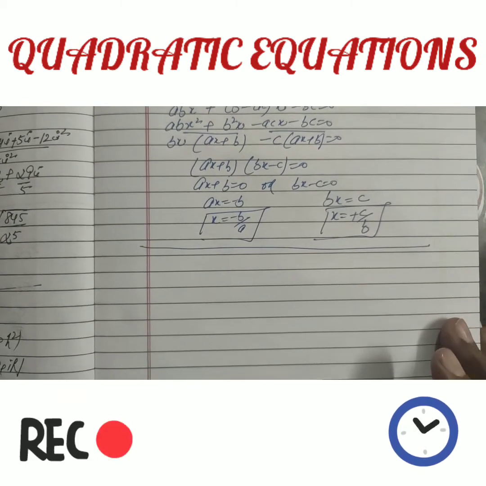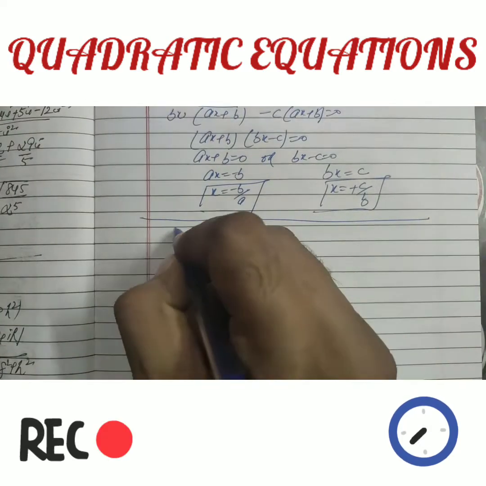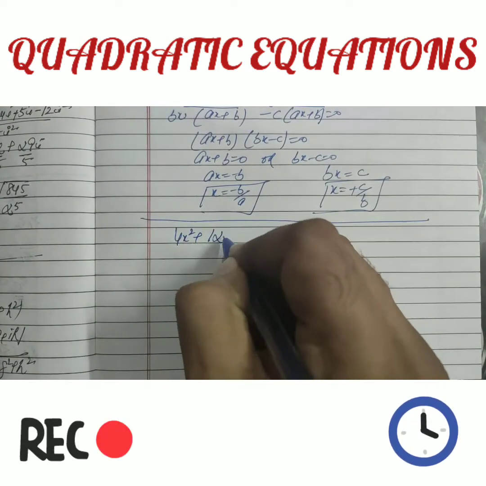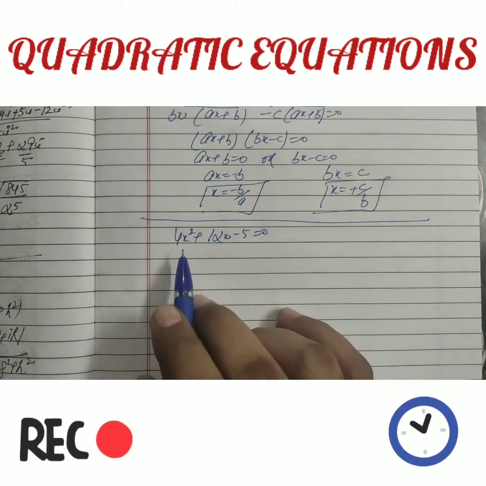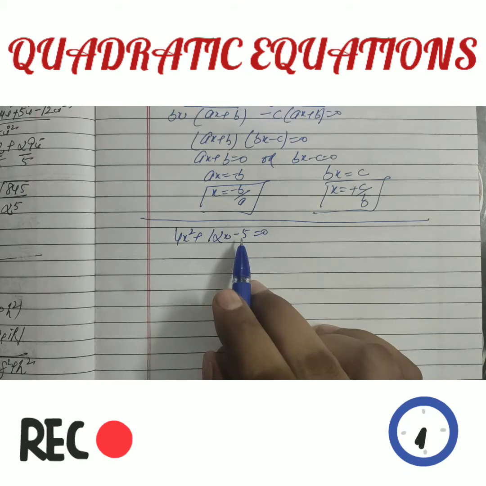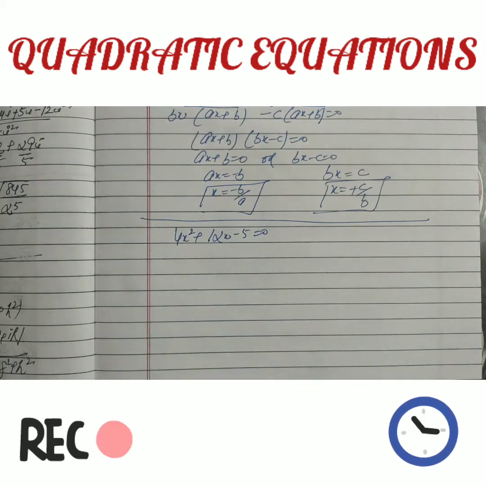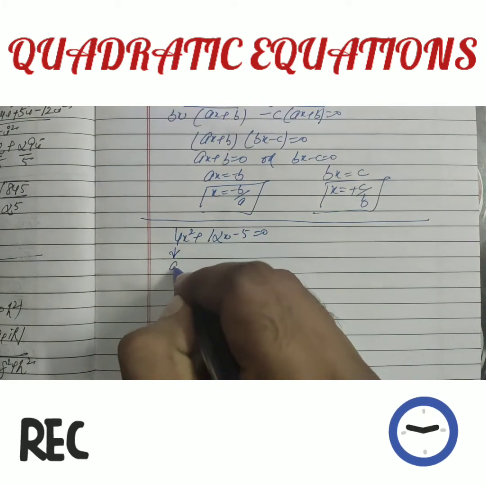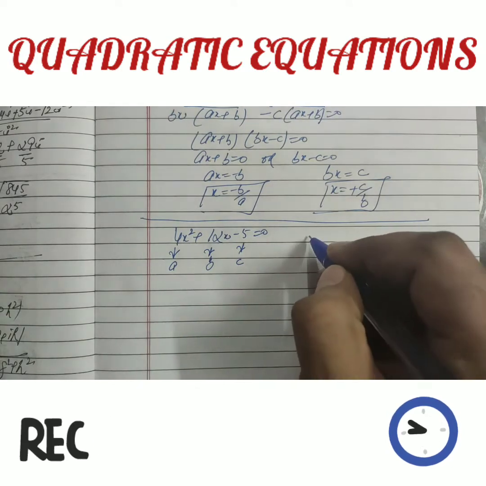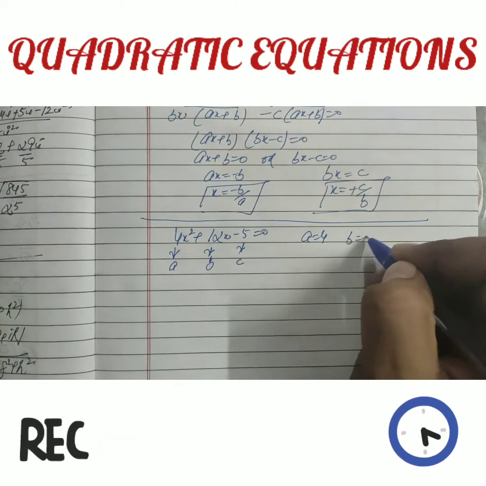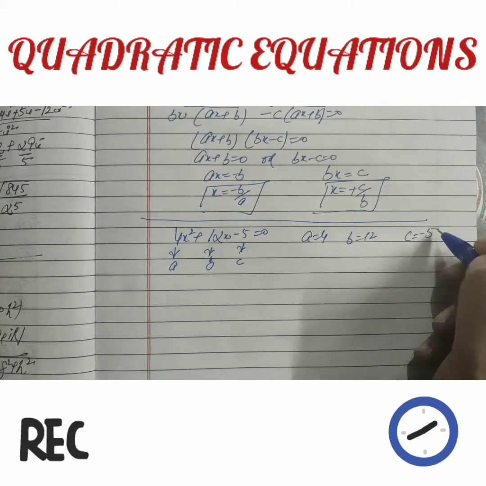For example, we have given the value 4x² + 12x − 5. If we try splitting the middle term, the product of first and last is minus 20, but here factorization is not possible, so we can try another method, finding the values of a, b, c with the standard form. We are going to use the quadratic formula. Here the value of a becomes 4, b becomes 12, c becomes minus 5.